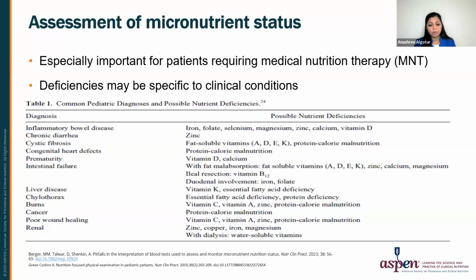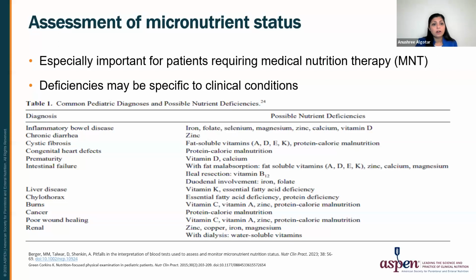This brings us to assessment of micronutrient status. Malnutrition is often associated with micronutrient deficiencies and imbalances and resultant clinical manifestations. Assessment of micronutrient status is especially important when patients are requiring medical nutrition therapy. Deficiencies may be specific to clinical conditions, as described in this table.